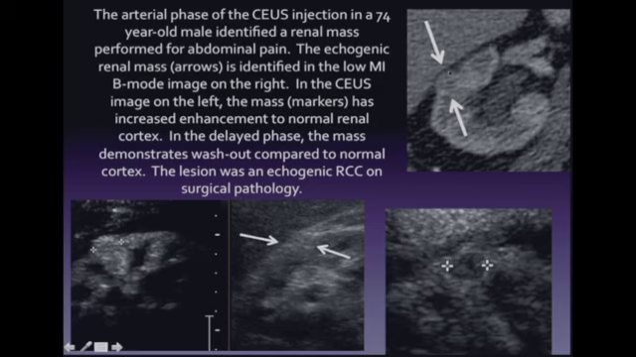In this patient, you can see there was a little contour abnormality on the CT, and here you can see in the arterial phase of the contrast ultrasound that the lesion is hypervascular to the renal cortex, and on delayed images, you can see that we have washout of the lesion. And again, this was our classification of a malignant lesion.